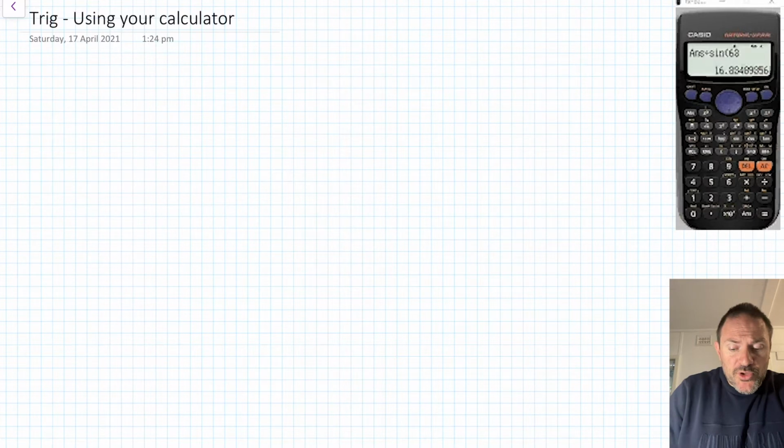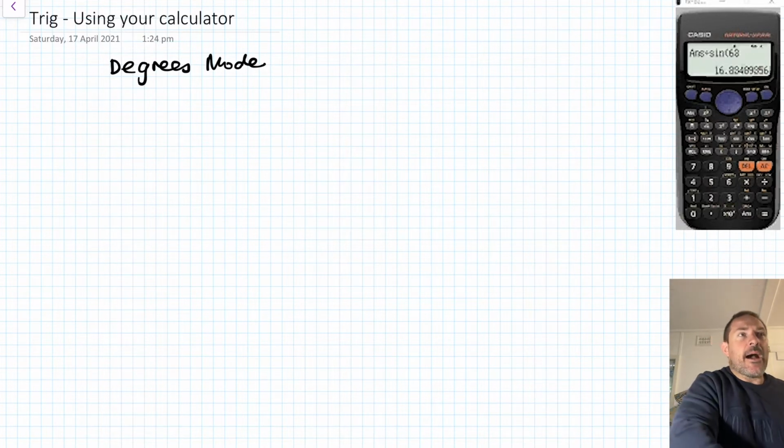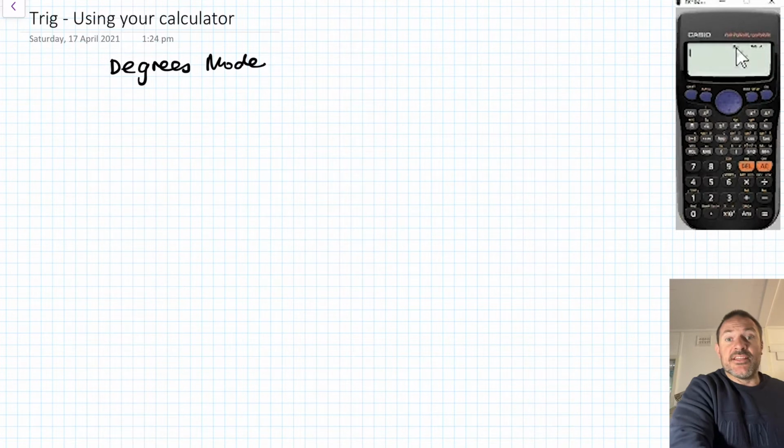First of all, your calculator needs to be in the degrees mode. That's super important. As you can see in my calculator, up in the top part of the screen, you can just see the little D there. A little bit hard to see. If you can't see it, press Shift and Mode and just make sure you press number 3.